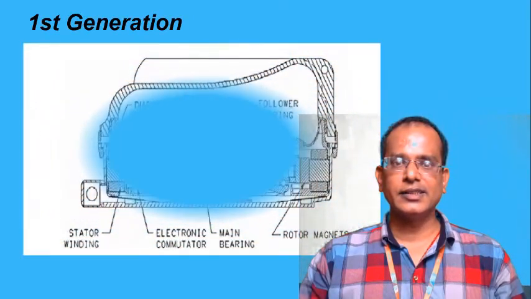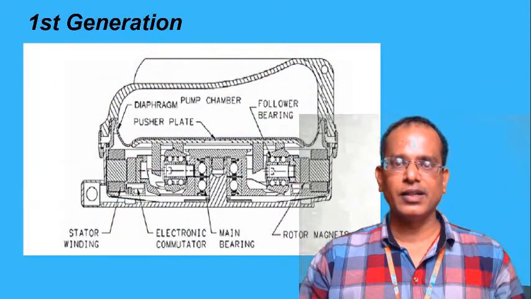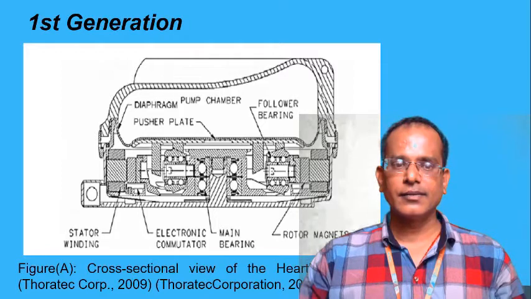So this is the first generation. You can see it has a flowing bearing and a pump chamber, pusher plate, and diaphragm. This is the stator. Here is the electronic commutator, main bearing and motor magnet. This helps to pump the blood into the aorta. The name of this first generation is the HeartMate XVE, Thoratec Corporation, 2009.